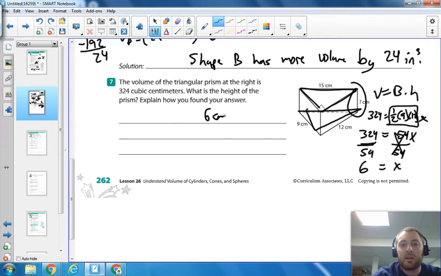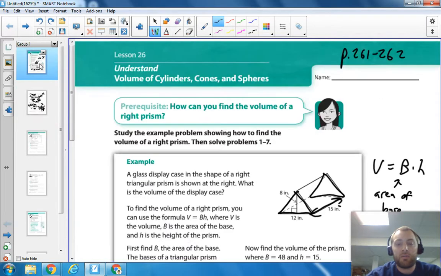And it does say to explain, so I'd like to see you explain what we did. And again, I would say something along the lines of, we knew the volume, and we knew the formula for the volume, but we just had to solve for one part of it. We plugged in what we had, and we solved for what was missing. And that's lesson 26.1. That's our first day on volume here.